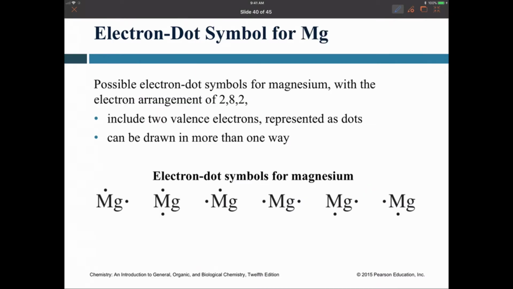So here's an example of magnesium. Magnesium's in group 2, has 2 valence electrons. These are all acceptable dot arrangements of magnesium. However, notice we don't have this as acceptable yet. You would not draw that. That is not acceptable. The electrons are not paired. They're actually separated from each other. Okay? So 2 valence electrons. Every one of these drawings has 2.